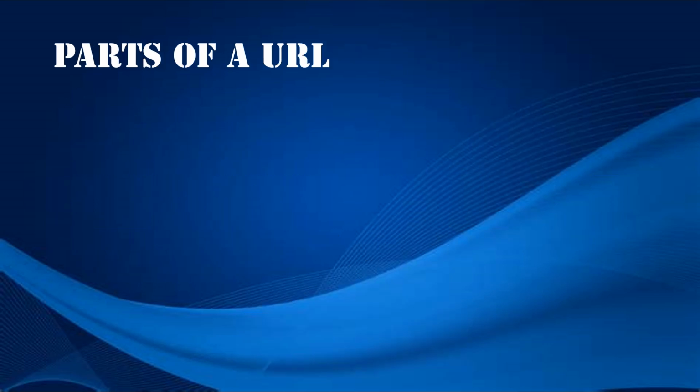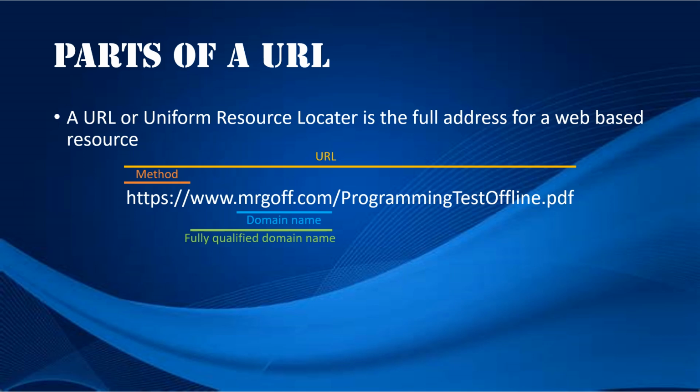A URL, or Uniform Resource Locator, is the full address for a web-based resource. It includes the method to access it, a fully qualified domain name, and the name of the file including any file path to reach it. A domain name is the natural language name we give to a website that we use to access it, such as MrGoff.com. A fully qualified domain name also includes the host, more often than not the World Wide Web, but it might in some cases also be FTP or mail.